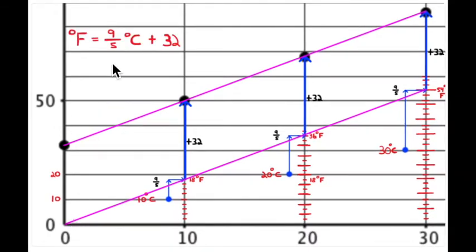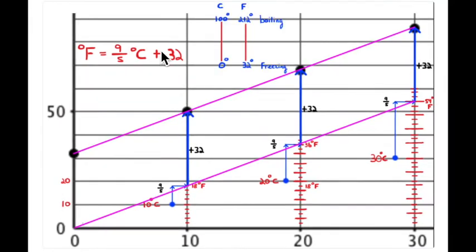So here's the formula once again. So now hopefully you can see it a little bit better. It's 9/5 of that degrees Celsius. So you're dividing that degrees Celsius up into 5 equal parts. And then you're taking 9 of those fifths. Then you're adding 32 degrees to it.